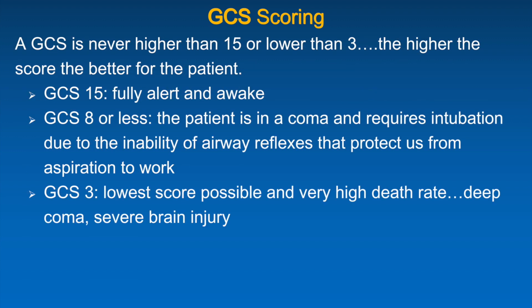A Glasgow Coma Scale is never higher than 15 or never lower than 3. The higher the score, the better for the patient. Glasgow Coma Scale 15 is fully alert and the patient will be awake. Glasgow Coma Scale 8 or less, the patient is in a coma and requires intubation due to inability of airway reflexes that protect us from aspiration to work. Glasgow Coma Scale 3 is the lowest score possible and has a very high death rate. The patient will be in a deep coma with severe brain injury.